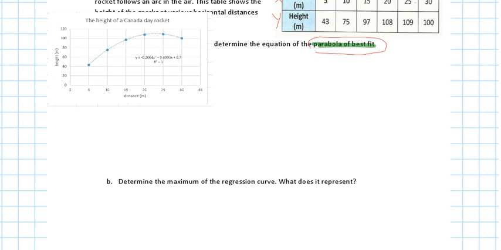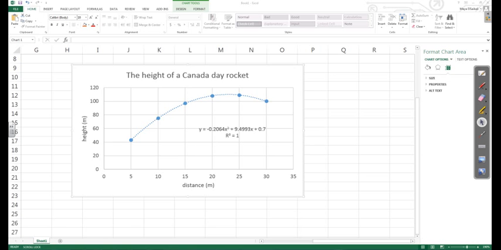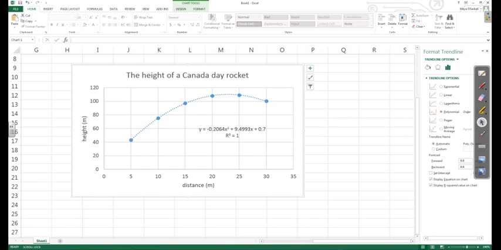You have to check the insert equation on, so when you do this, you see the display equation on chart and display r squared? Yeah? You get that? Yeah, my whole thing slows down.